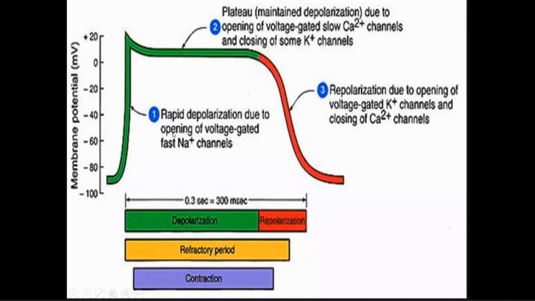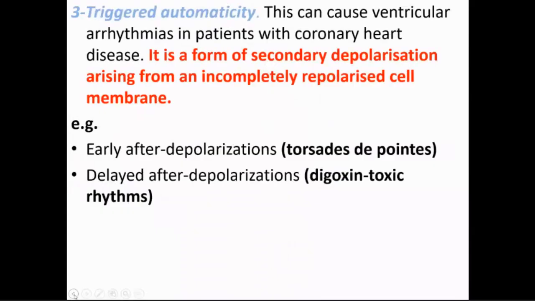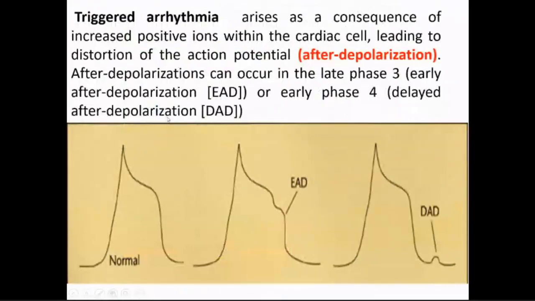So we have three main mechanisms. We have the increased automaticity, and we have the re-entry, and we have the triggered automaticity. Okay, now this is the triggered arrhythmia. This is another figure. هذا normal action potential.